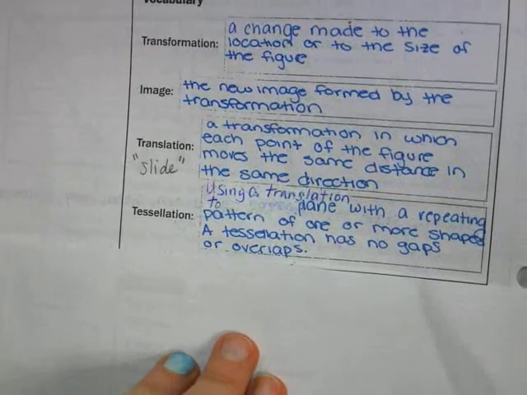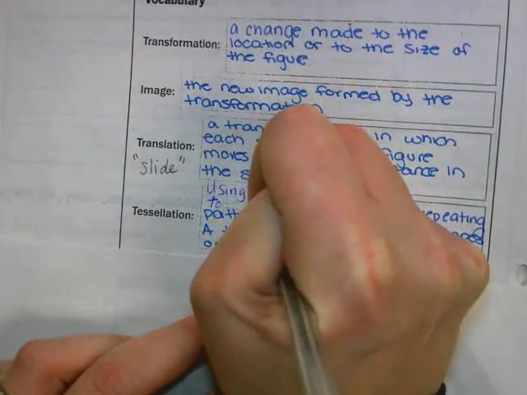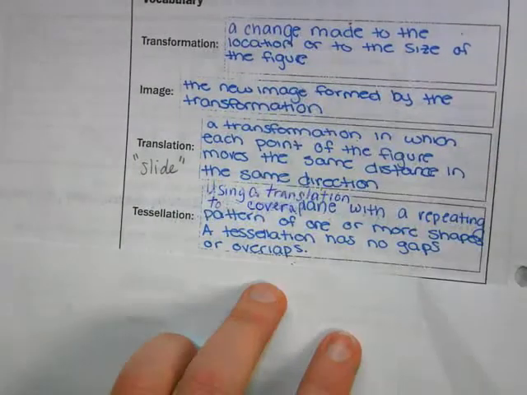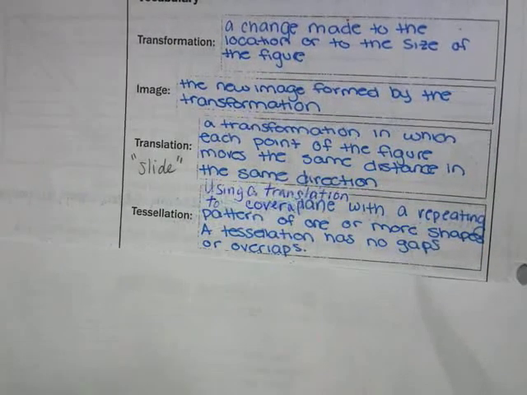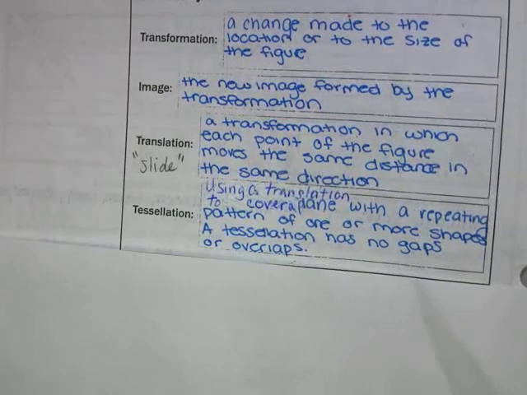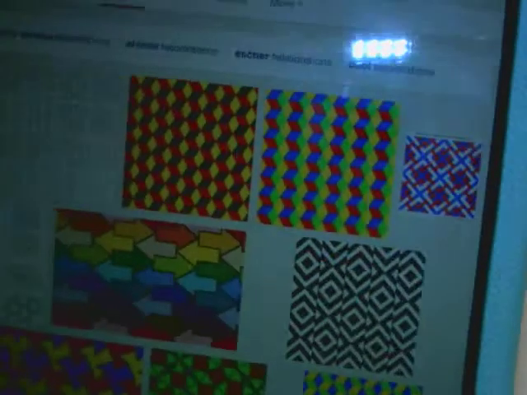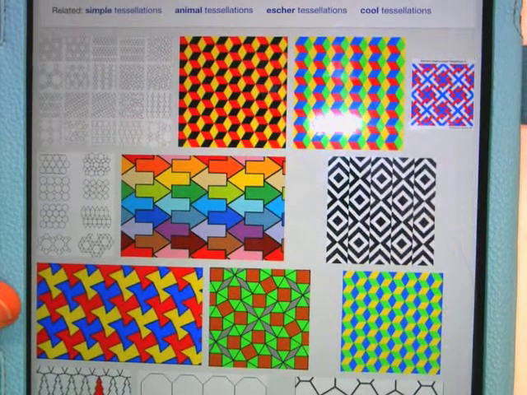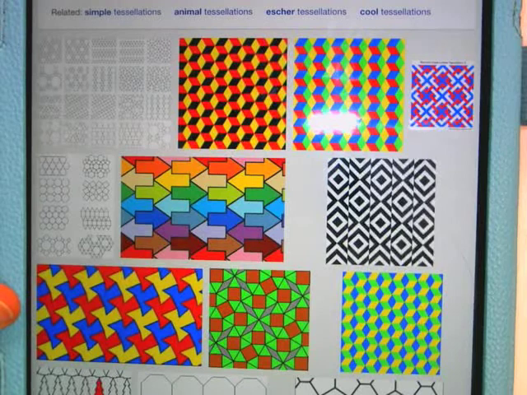And then a tessellation is when you're using a translation to cover a plane with a repeating pattern of one or more shapes. And very important to remember is that a tessellation has no gaps or overlaps. So I just Googled tessellations really quickly, and a bunch showed up. So here's some tessellations right here. It's the same pattern or a couple of different patterns that have been basically translated. They've been slid over, and there are no gaps or overlaps.